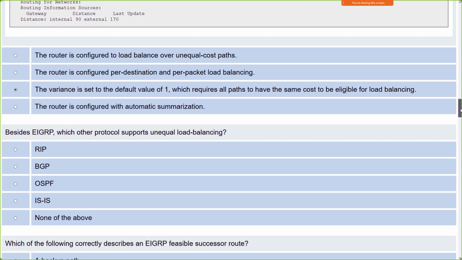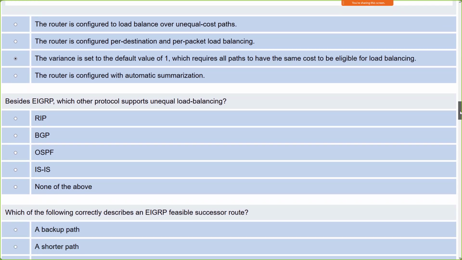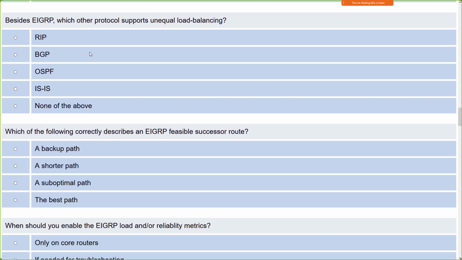Besides EIGRP, which other protocol supports unequal cost load balancing? None of them. No one does. BGP doesn't even do load balancing. RIP, IS-IS, and OSPF can only do equal cost load balancing. I mean, you can technically achieve unequal cost load balancing in those protocols if you trick the router into thinking the paths are equal. That's one way that you can do that. You can trick the router, but then you're doing inefficient routing in that sense because the router is going to treat the paths as equal even though they're not.